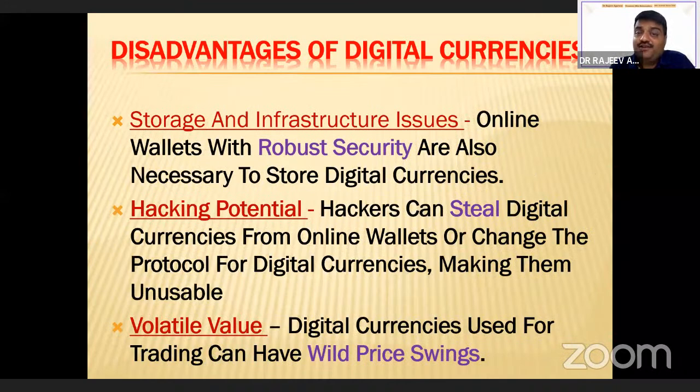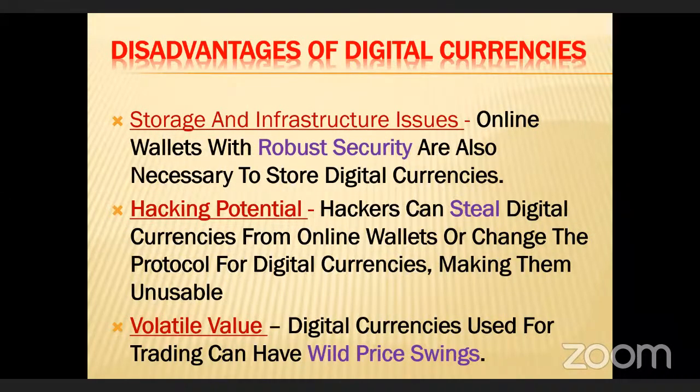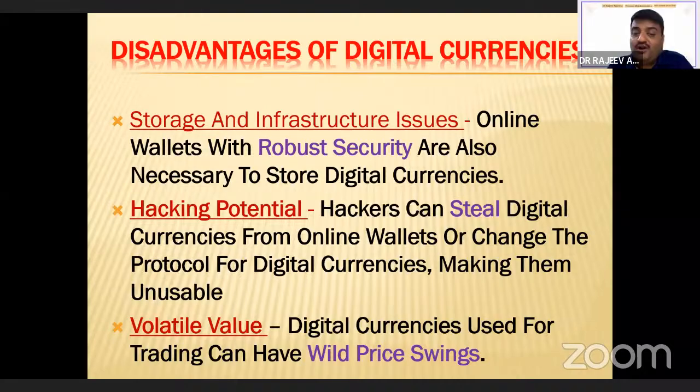Disadvantages: storage and infrastructure issues. You need to have robust security so that the wallet is not hacked, and if it is hacked, all your money will go. Hacking potential: they can be stolen. Volatile: the price swings. Bitcoin, you have seen, right, going up to almost $80,000, and now it is around $26,000. So you can understand the volatility.